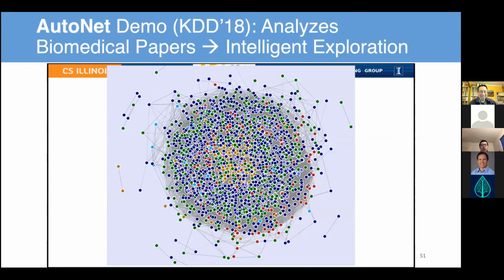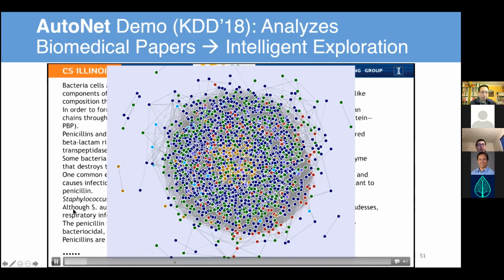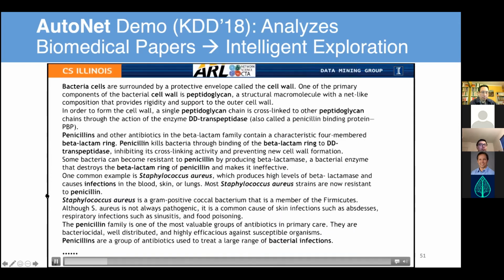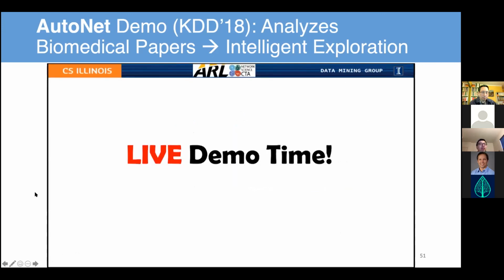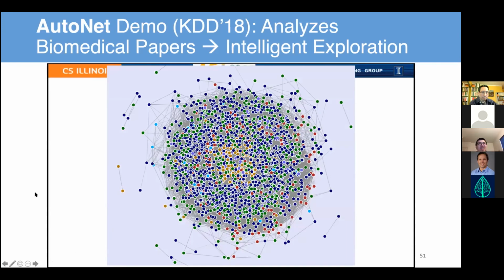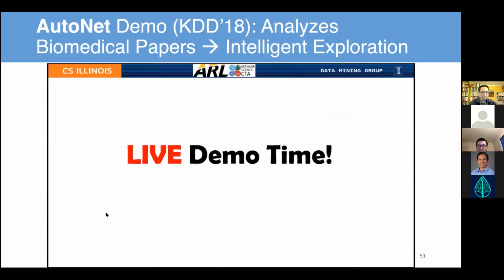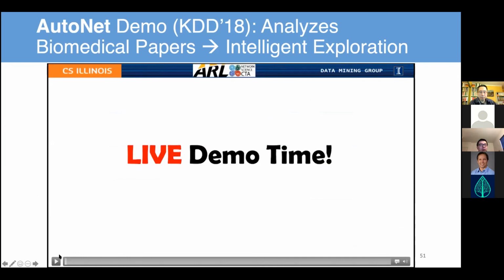So I'd like to show you a demo before we talk about something later. It was a demo delivered in KDD 18. So we constructed a network by analyzing... yeah, I think I screwed it up by clicking the wrong button. So we construct that network and we index the network in the backend. That's a PubMed paper network.